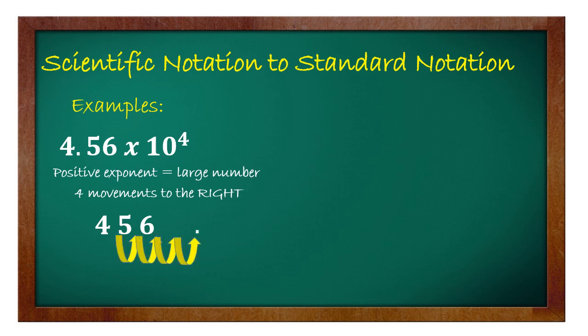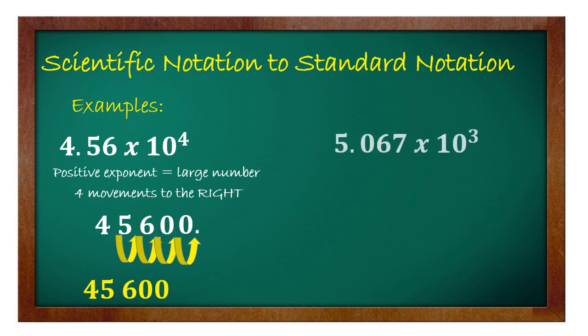And then as you can see, meron tayong empty spaces. So yung empty spaces natin, lalagyan natin ng zeros. 1 and 2. Okay? So mula doon, pwede na nating sabihin na ang standard notation ng 4.56 times 10 raised to 4 will be 45,600. Kahit hindi mo na po isulat yung decimal point dun sa dulo, okay lang din po yun.